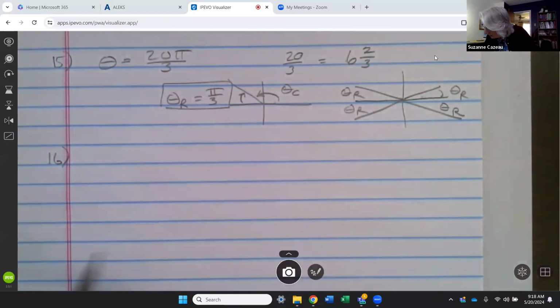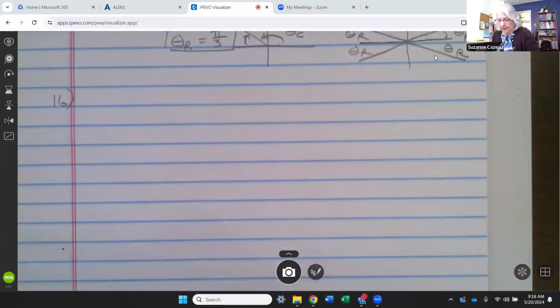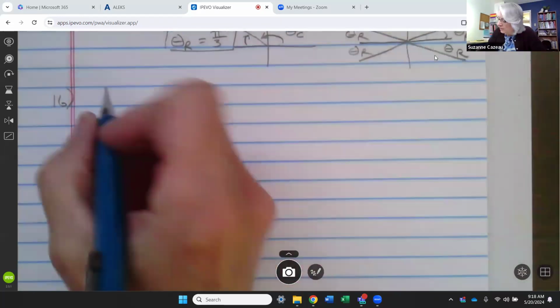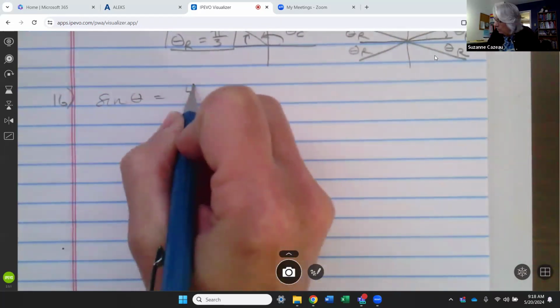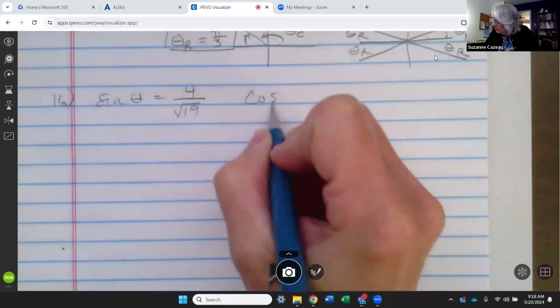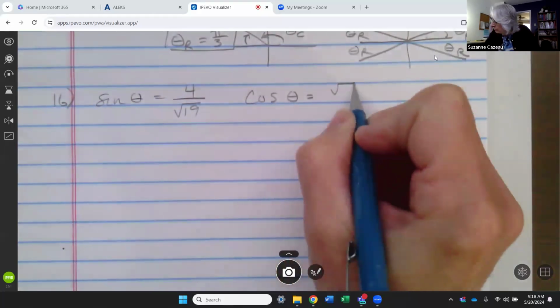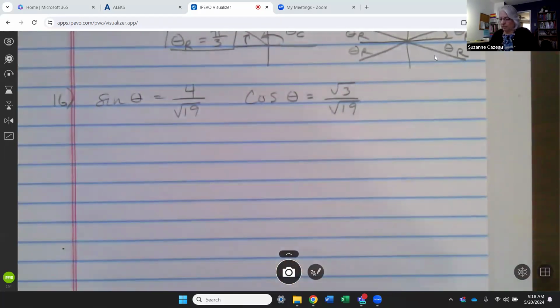Got a weird spot on my paper. Okay, it says given that sine of theta is 4 over root 19 and cosine of theta is root 3 over root 19, find the values of the remaining 4 trig functions.